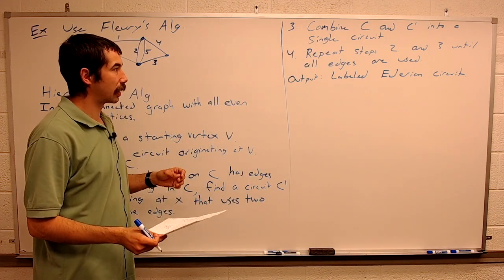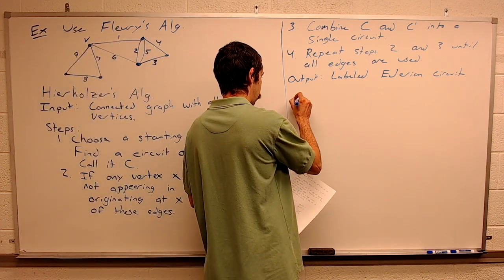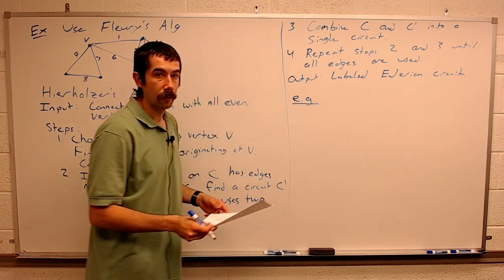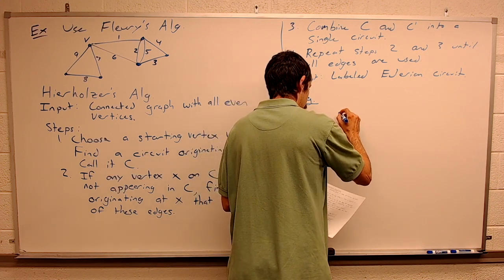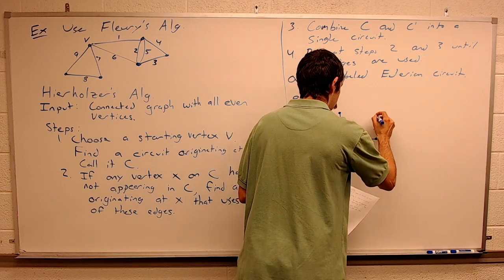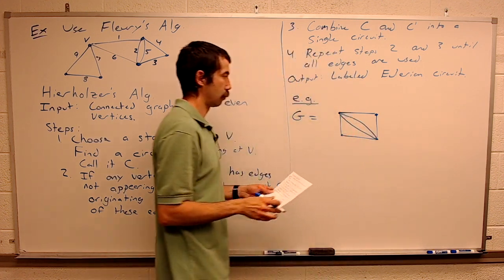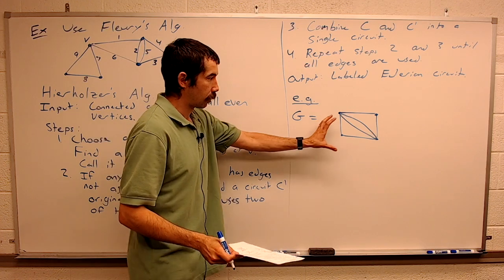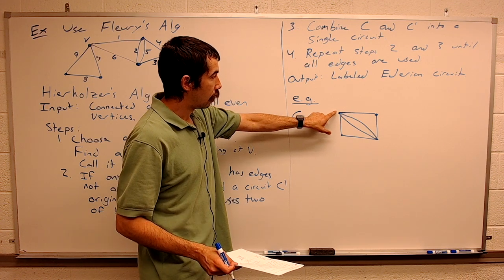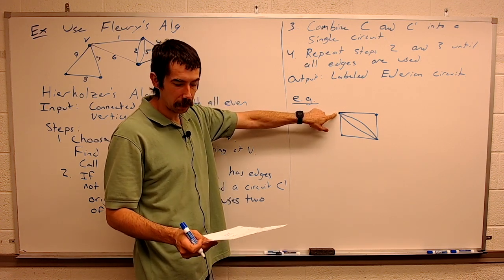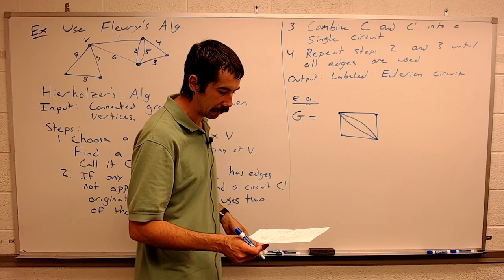Okay, let's work through an example, and then we'll work through this bigger example. All right, so suppose our graph is the following. All right, suppose this is our graph. We could check each vertex has even degree. Right, degree 4, degree 2, degree 4, and degree 2. Those are all even numbers.